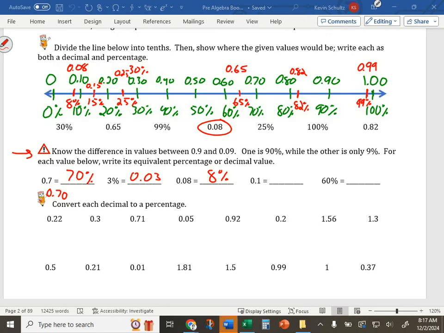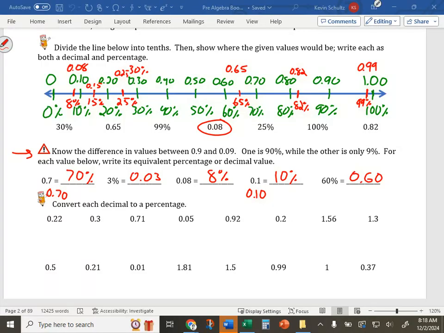0.1, what percent is that? 10%. Anybody? 10%. Same thing as 0.10. 10%. And then 60%. 0.6. And it's a good habit just to write in there the 0.60. Okay, so you see that 60 and that 0.60, and that helps avoid these mistakes here. But if there's any part of decimals that gets tricky, it's with that whole 7 versus 70%, 3%, 0.3, things like that.